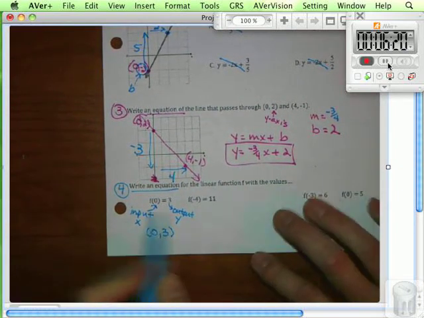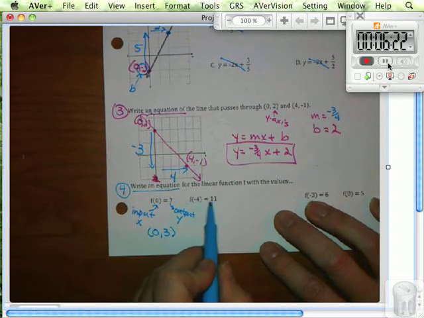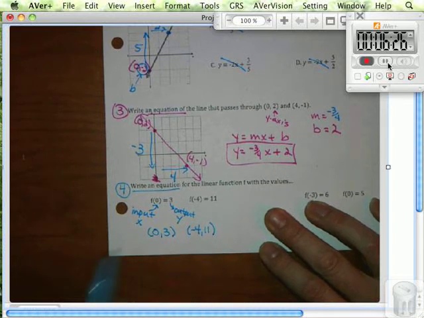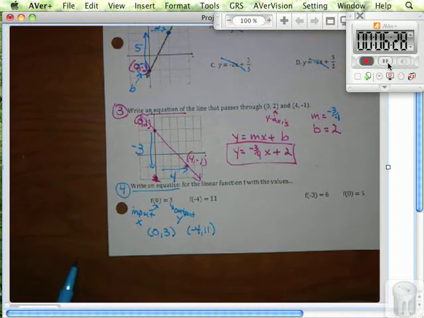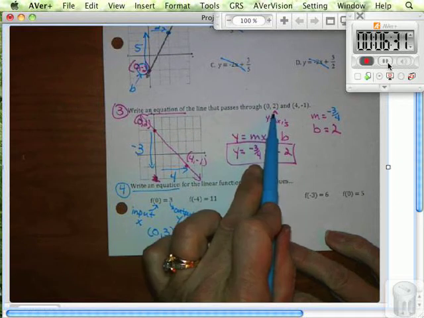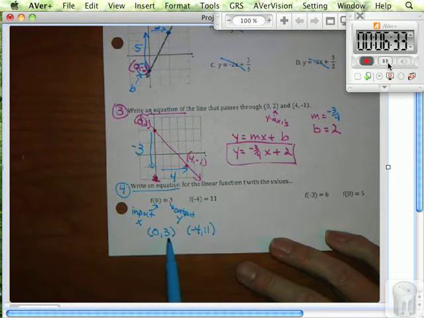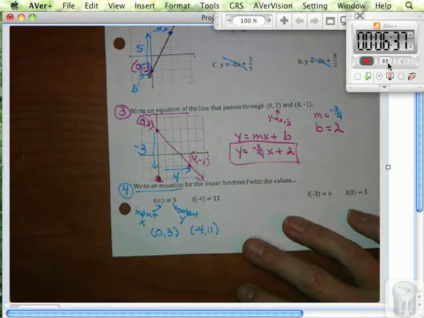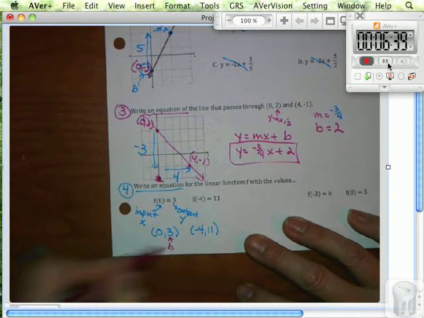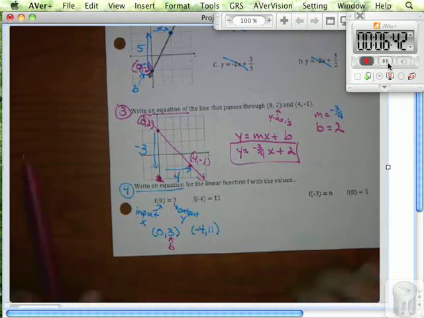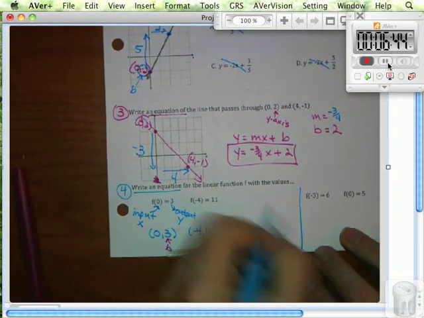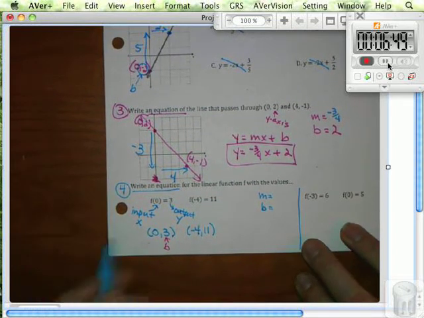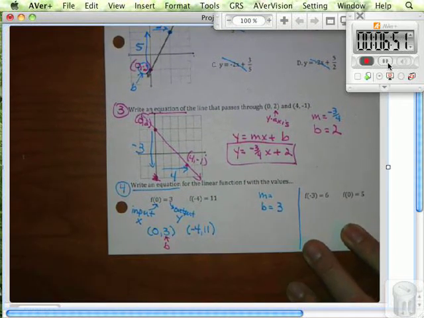Same with this. f of -4 equals 11. -4 went in, 11 came out. Well, look at that. I have 2 points. Just like up here, this point is (0, 3). That means this point is on the y-axis, and this is my b. Now remember, to write an equation of a line in slope-intercept form, you need m and you need b. My b is 3. I know that already.